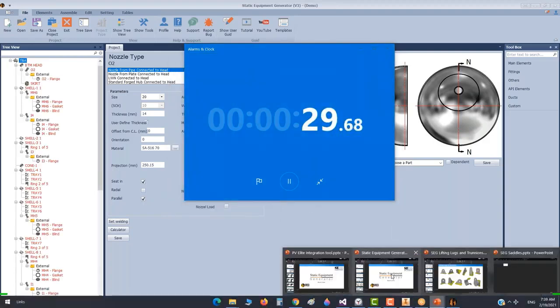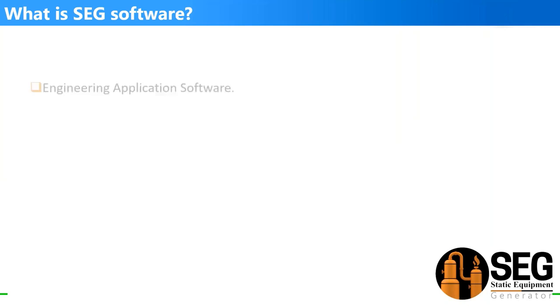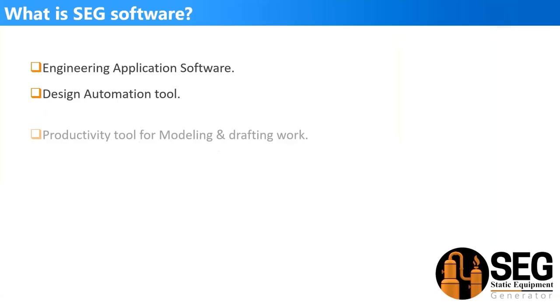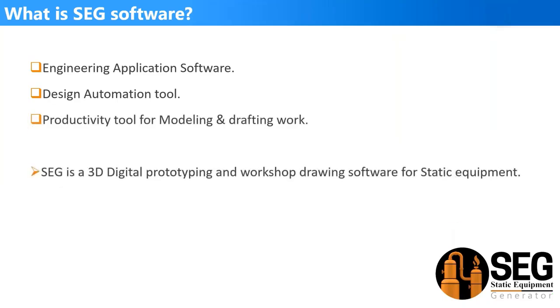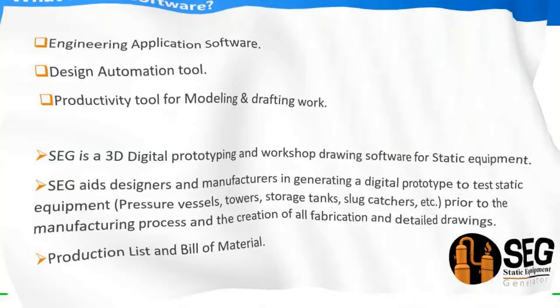Now let's open this presentation of SEG, and let's introduce the SEG software. It's an engineering application software. You can use it to make a 3D digital prototype for static equipment like pressure vessels, vertical, horizontal, and multi-sectional, columns, heat exchangers, storage tanks, ducts, and storage tanks with a fixed roof. So you have the ability to create a wide range of equipment by using SEG software.